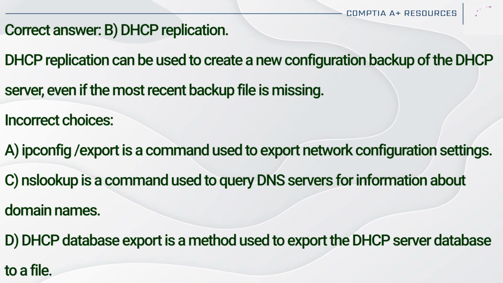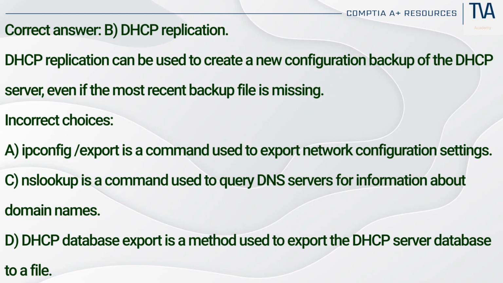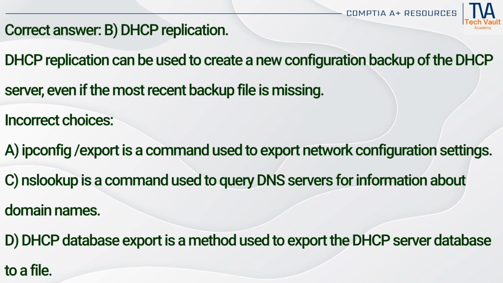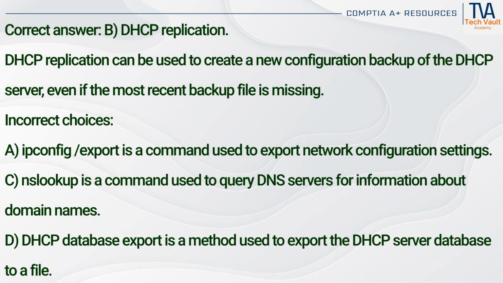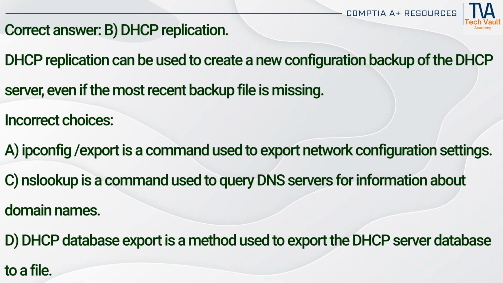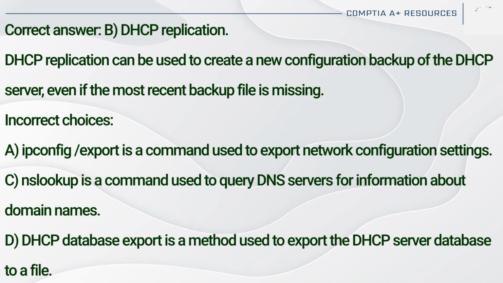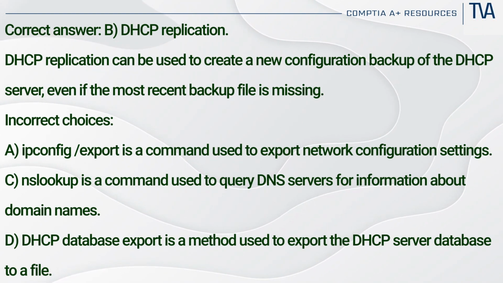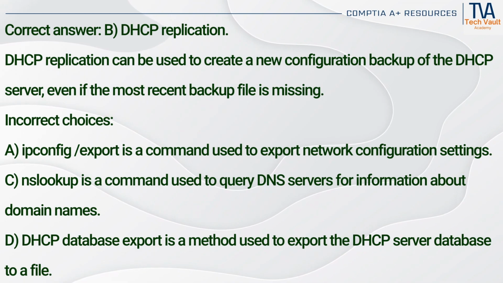A. ipconfig /export is a command used to export network configuration settings. C. NSLOOKUP is a command used to query DNS servers for information about domain names. D. DHCP database export is a method used to export the DHCP server database to a file.